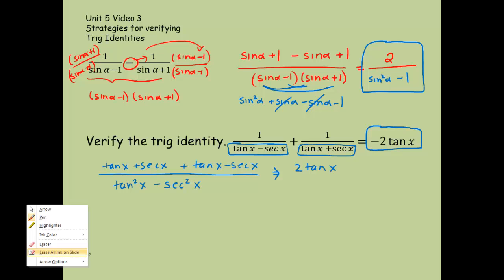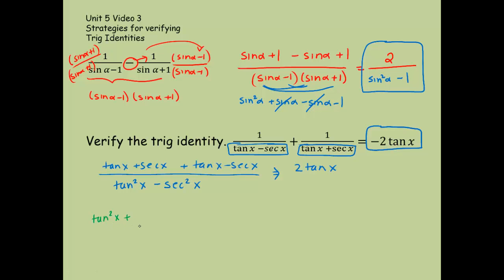So I'm going to reference one of our Pythagorean identities that I have tangent squared of x plus 1 equals secant squared of x. And it looks like I would rather find a way to get rid of my secant since I don't have secant in my final desired answer.